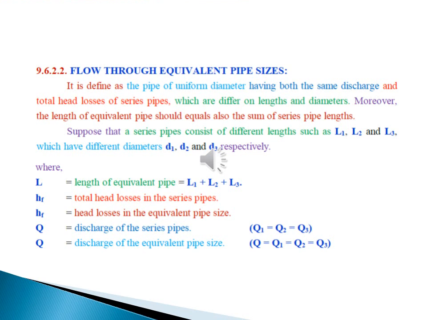Flow through equivalent pipe sizes. It is defined as a pipe of uniform diameter having both the same discharge and total head losses as the series pipes, which differ in length and diameter. Moreover, the length of the equivalent pipe should also be equal to the sum of the series pipes' lengths, as shown in the enclosed equation.